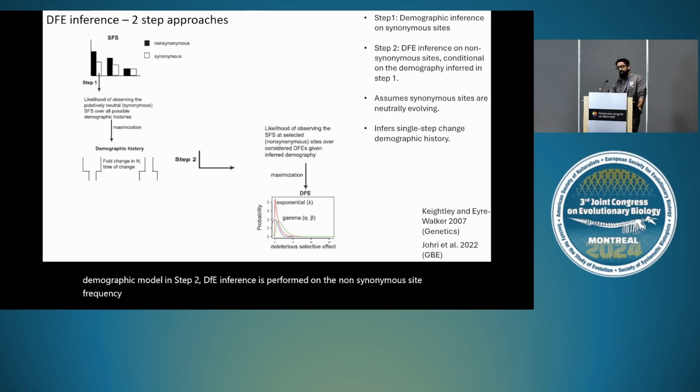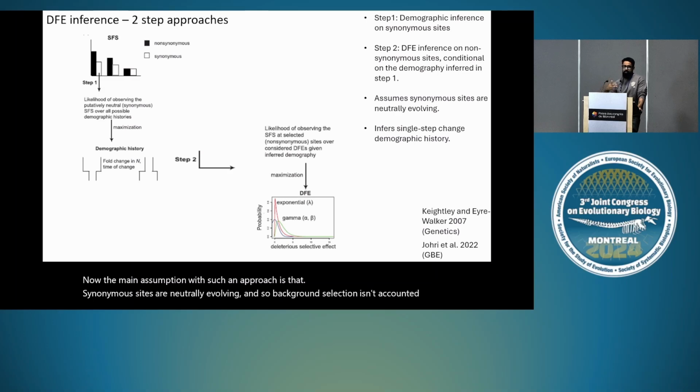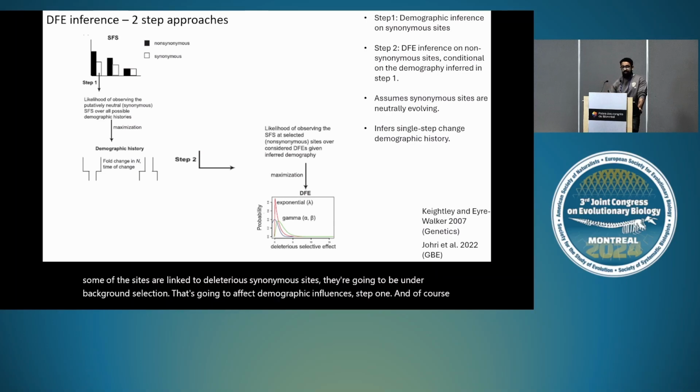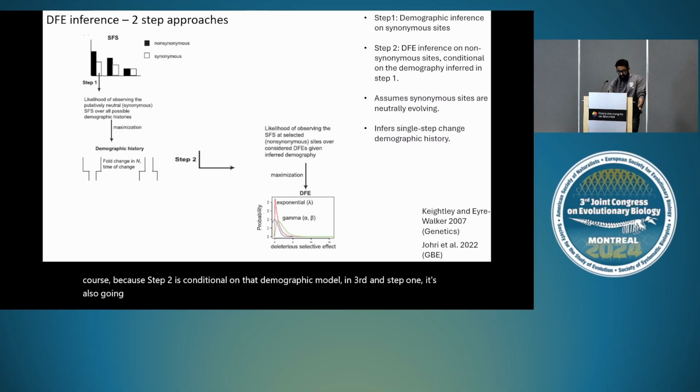Now the main assumption with such an approach is that synonymous sites are neutrally evolving, and so background selection isn't accounted for. If synonymous sites are linked to deleterious non-synonymous sites, they're going to be under background selection. That's going to affect demographic inference in step one, and of course, because step two is conditional on that demographic model inferred in step one, it's also going to bias DFE inference. And so this is something that has to be accounted for when using such an approach.